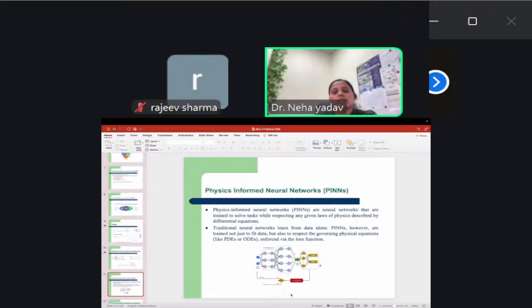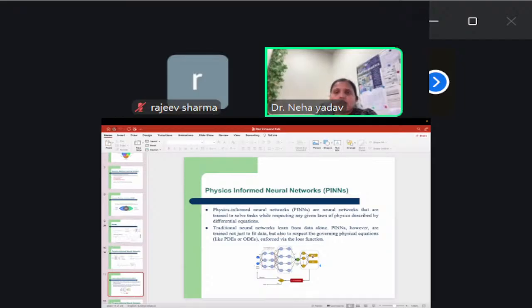Now, what is a physics informed neural network? As I already mentioned, these are neural networks that are trained to solve tasks represented by given laws of physics. Physics means we are talking about nature, represented basically in terms of differential equations. In a traditional neural network, it learns from the data only, but PINNs are not trained just to fit data, but also to incorporate physical information.